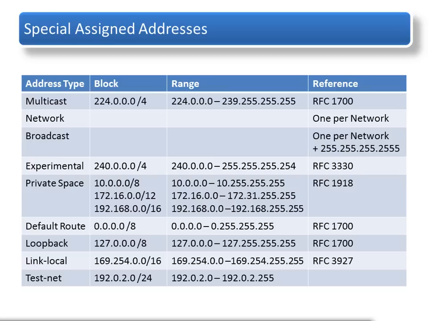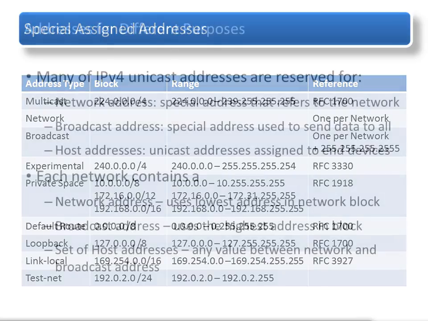Since the machine wasn't manually configured and has no means of accessing a DHCP server, the OS had to assign it a number, hence a 169.254.something.something. The last block of addresses is set aside for teaching and learning purposes. I rarely ever use the testnet address block in my examples.